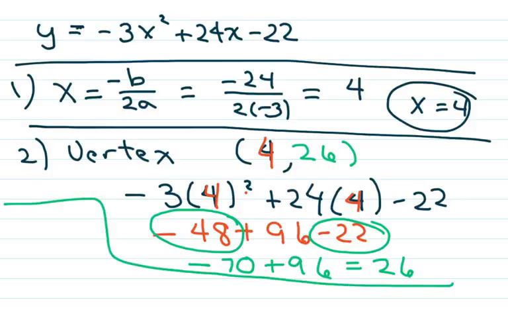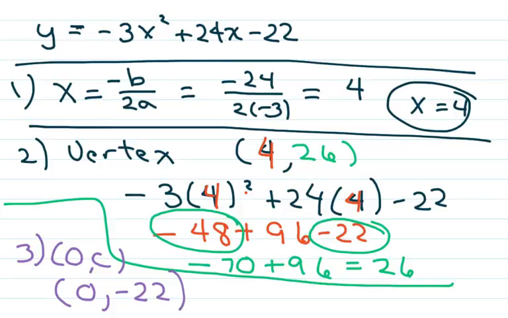And my y-intercept is very easy. My y-intercept is 0, c, which is 0, negative 22. So those are the three things.